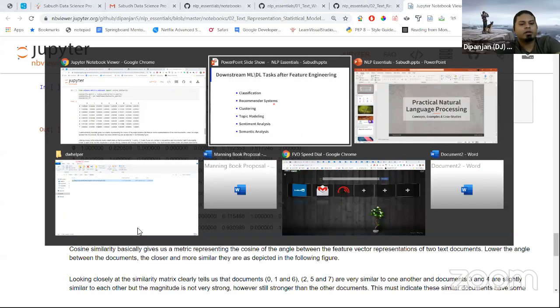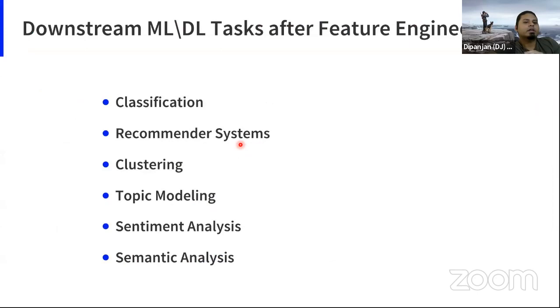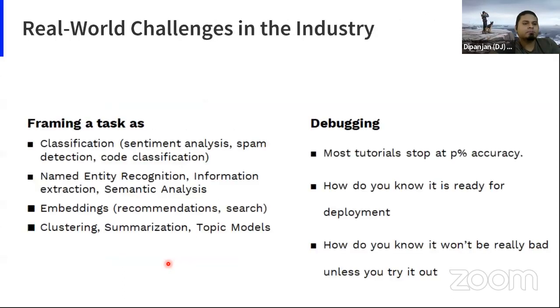So coming back to our presentation, what are the downstream machine learning or deep learning tasks which you can do after you do the feature engineering or the text representation? This is where you can do, like we discussed, classification. You can build text recommendation systems. You can do clustering. You can do topic modeling. You can do sentiment analysis, semantic analysis, and so on. And this is where, based on the kind of task you're trying to do, like regression, classification, search engine, and so on and so forth, you use the right machine learning or deep learning models.